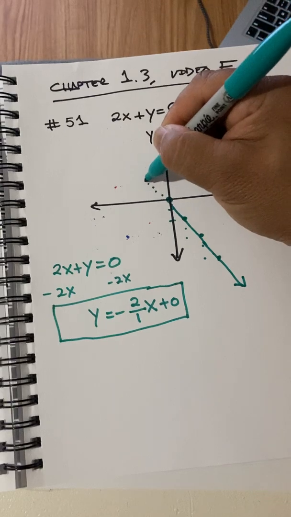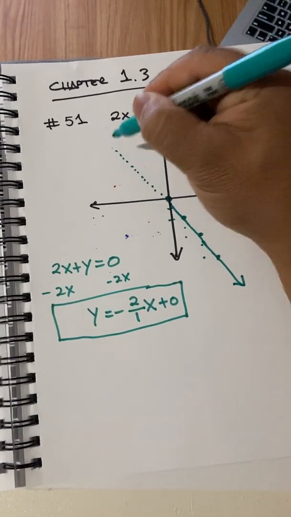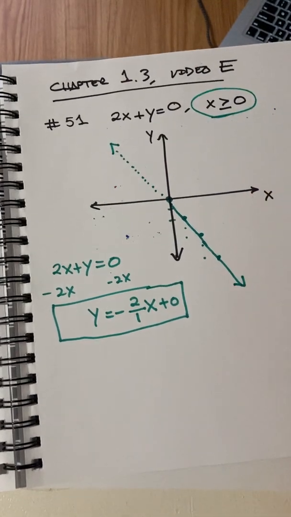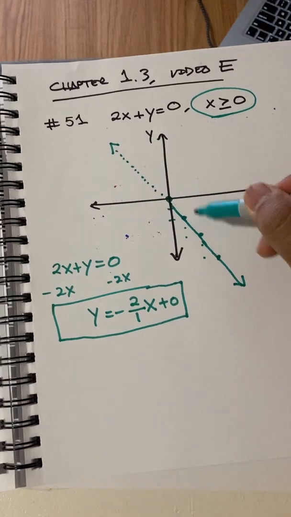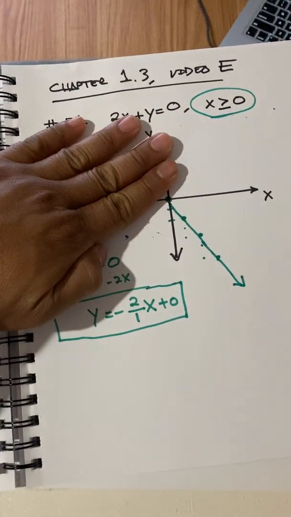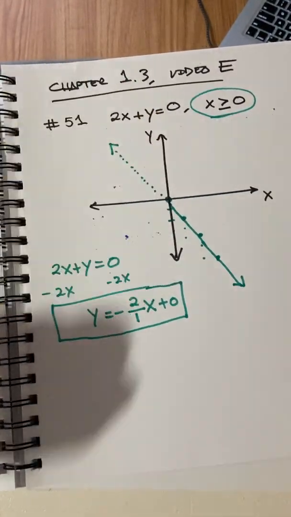Now, the line actually does keep going in this direction, right? However, because of this, x being greater than 0, I'm going to stay on the positive part. So here's where x is greater than 0 on the x-axis. I'm going to ignore that and focus on this, okay?